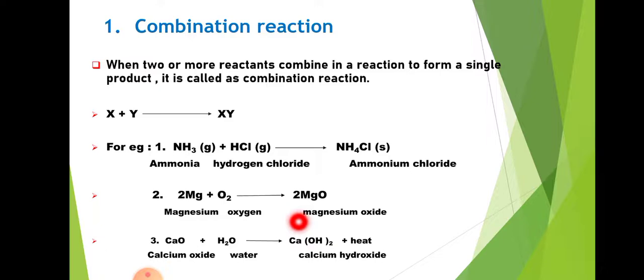In the last reaction also you can see heat is liberated. So what do we get here? Calcium hydroxide. How is it formed? By the combination of calcium oxide and water. So in a combination reaction, what do you need to remember? 2 reactants combine to form only one product. Okay? Remember this, you will get everything.